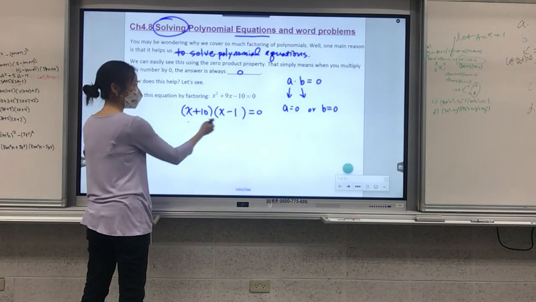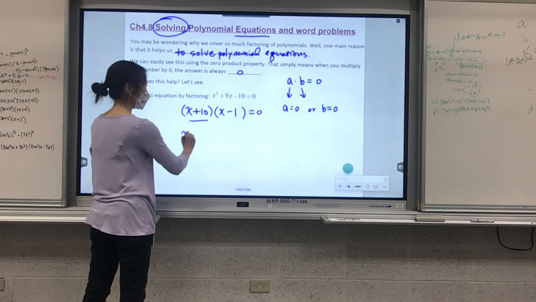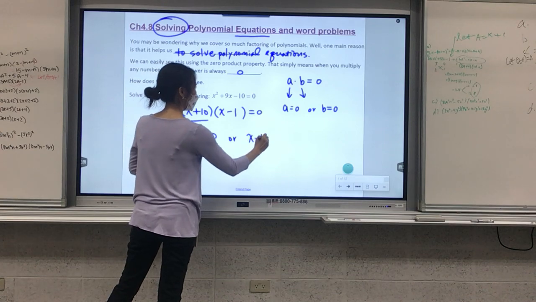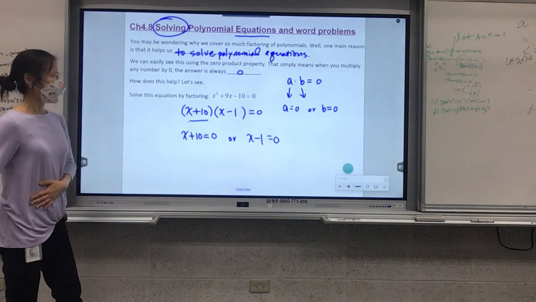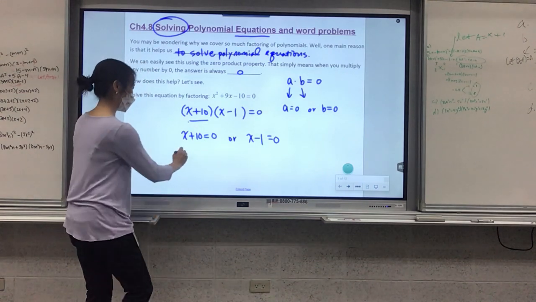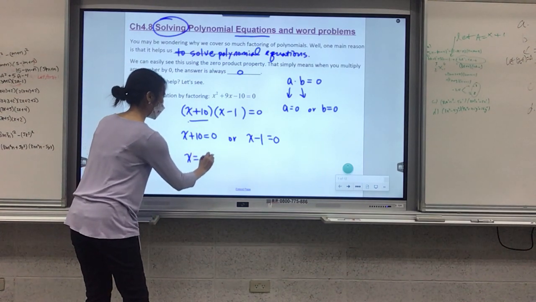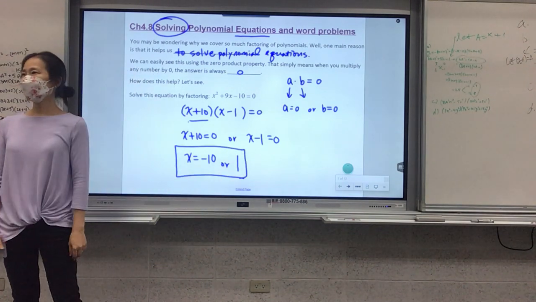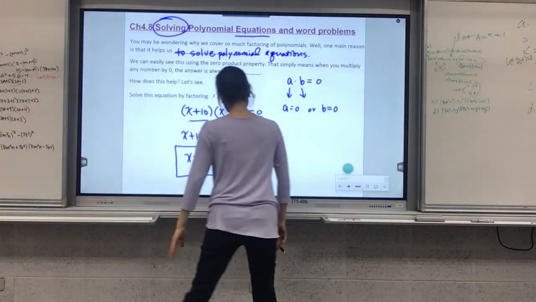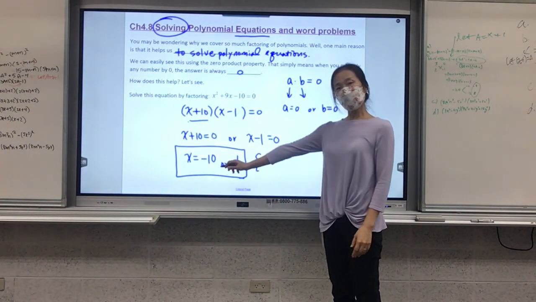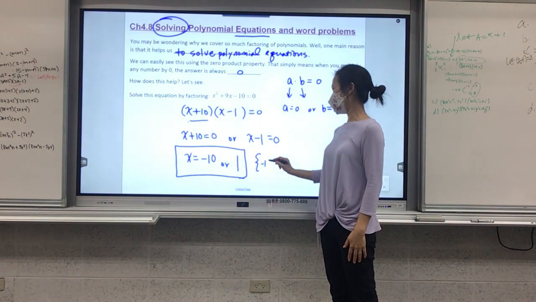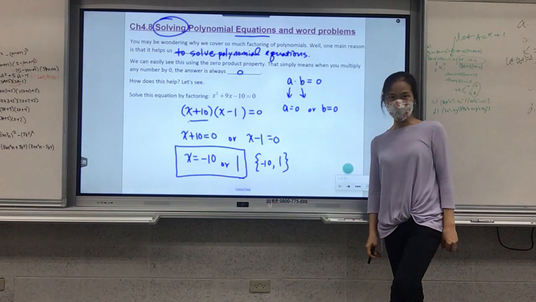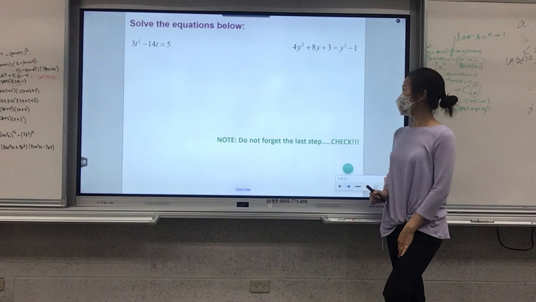Now, if a times b is 0, we can set x plus 10, right? This factor could be 0, or x minus 1 could be 0. Either one is 0, the product will be 0. So now we know x could be negative 10 or 1. Didn't we learn this before in like algebra 1? Yes, you learned this before. You can write your answer in the set as well. I have 2 answers for this equation. Yeah, either way is acceptable. Next.